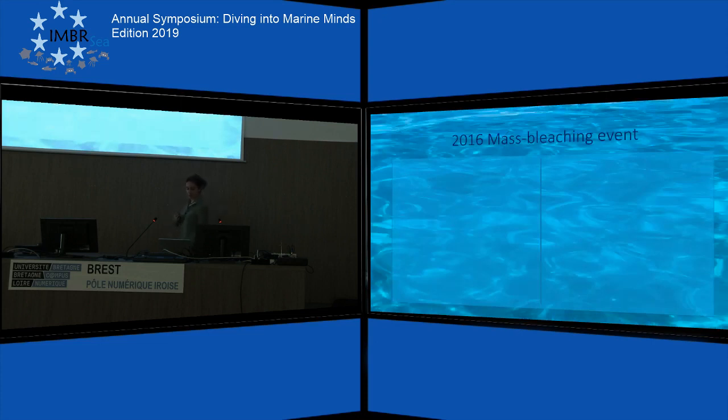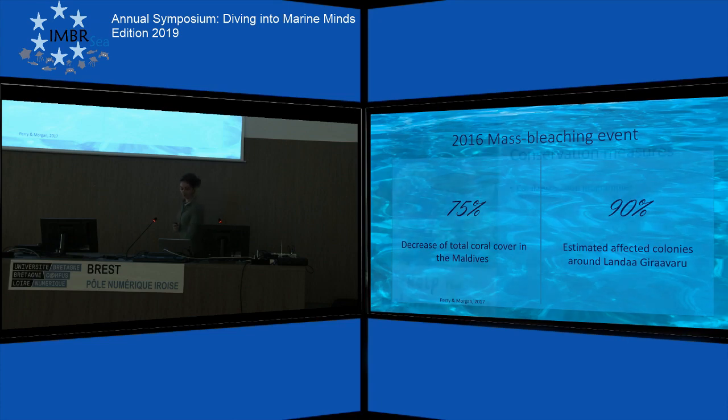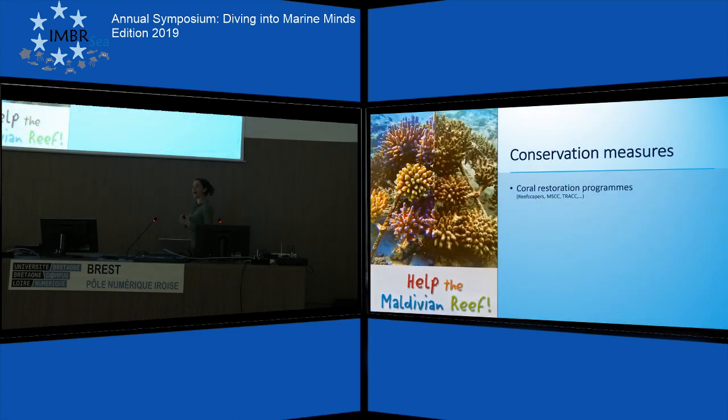The last major event that happened and led to mass mortality worldwide was in 2016. In the Maldives, there was a decrease of 75% of the total coral cover, and around 90% of the colonies were estimated to be impacted on the island of Landa Giravaru, where this program is conducted. So in this context, there's a really high need for conservation measures.